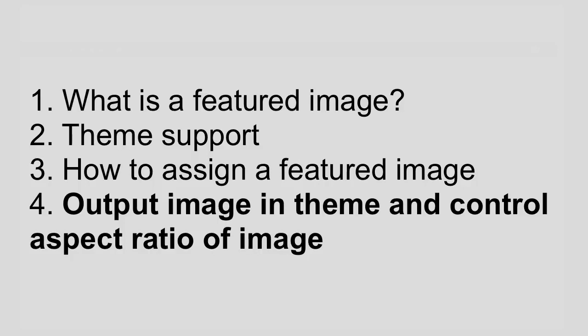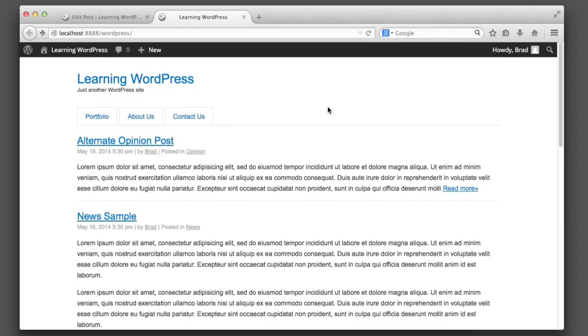So maybe you want the image to be a square, maybe you want it to be cropped to be a tall rectangle or a wide rectangle. We can do all of that. So let's dive in. Let's start simple. The first goal that we'll give ourselves is to simply output the image, irrespective of aspect ratio or size. Just output the image above the text for each post.